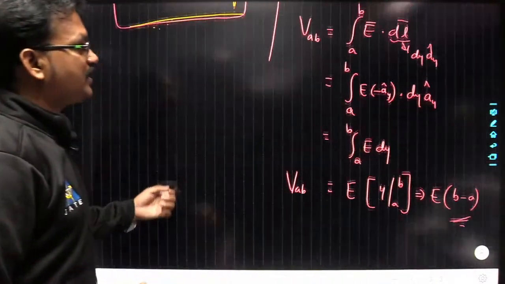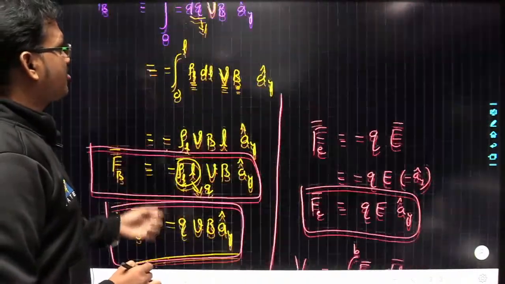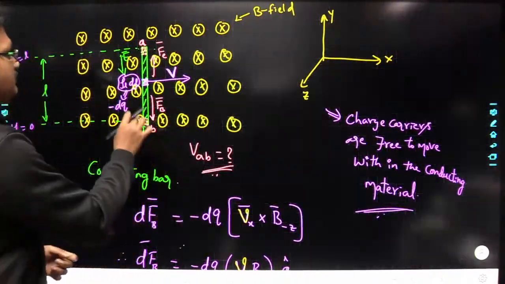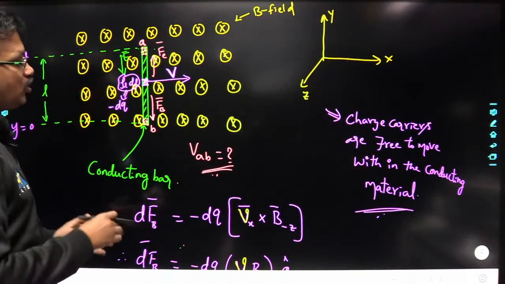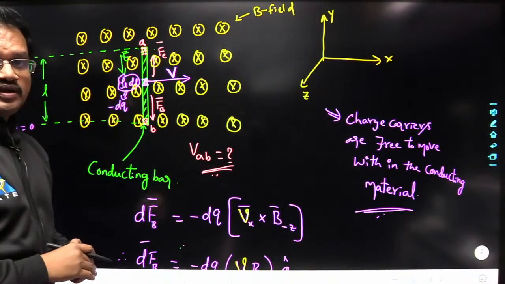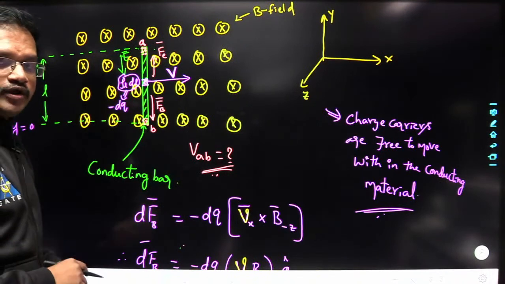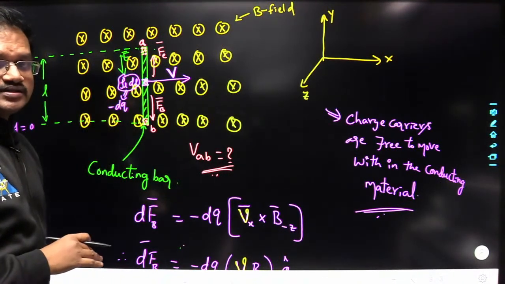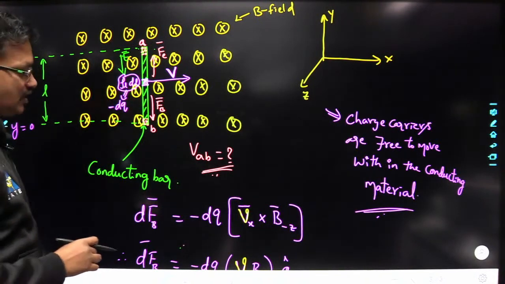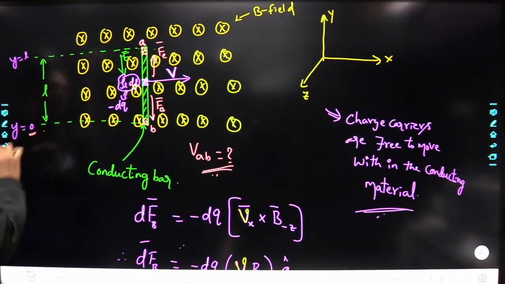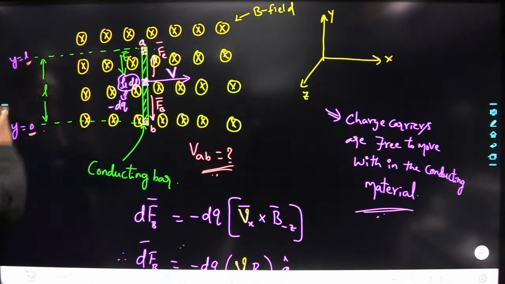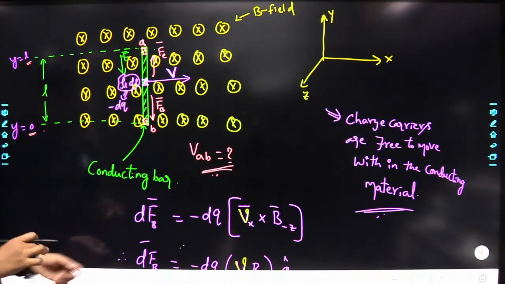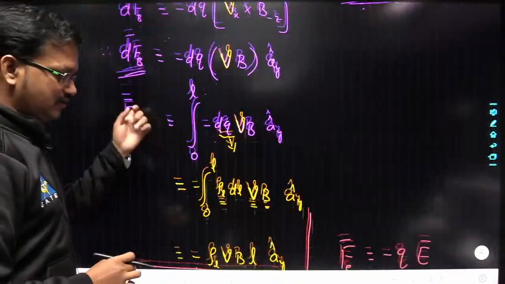So what is B minus A here? Are you going to get plus L or minus L? B is at 0, A is at L. Understood? So B minus A means 0 minus L. So that means you are going to get minus L, right?